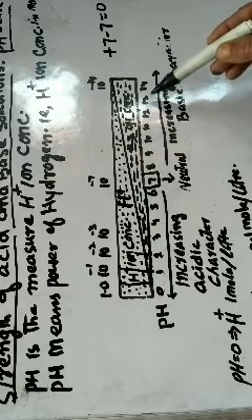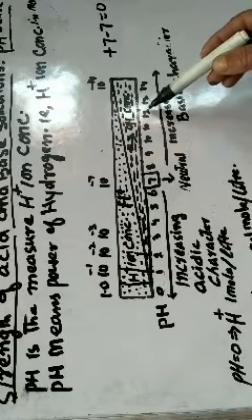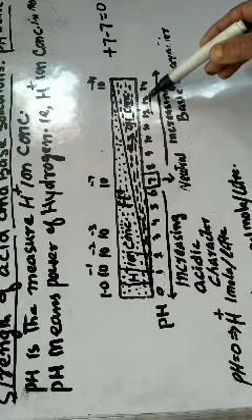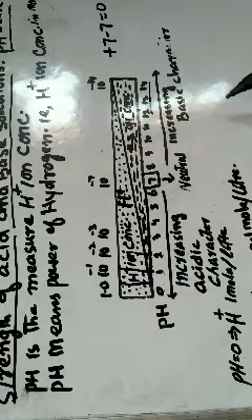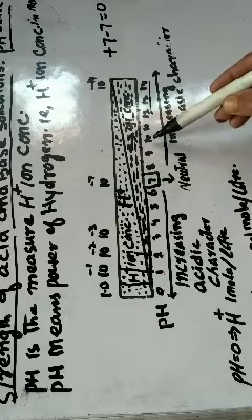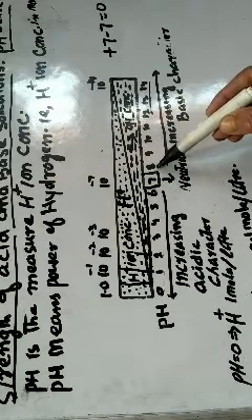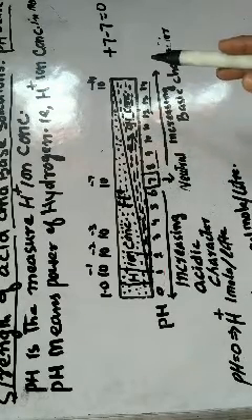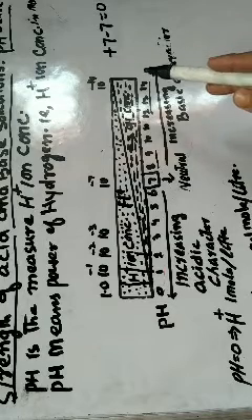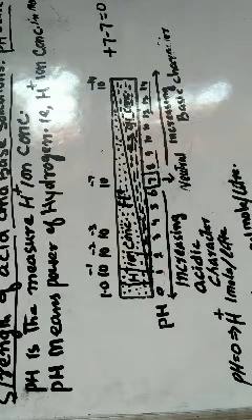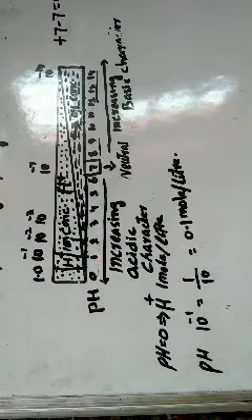Examples of strong bases are sodium hydroxide, potassium hydroxide. Examples of weaker bases are calcium hydroxide, ammonium hydroxide, etc. Now we can also understand this pH value in these terms.